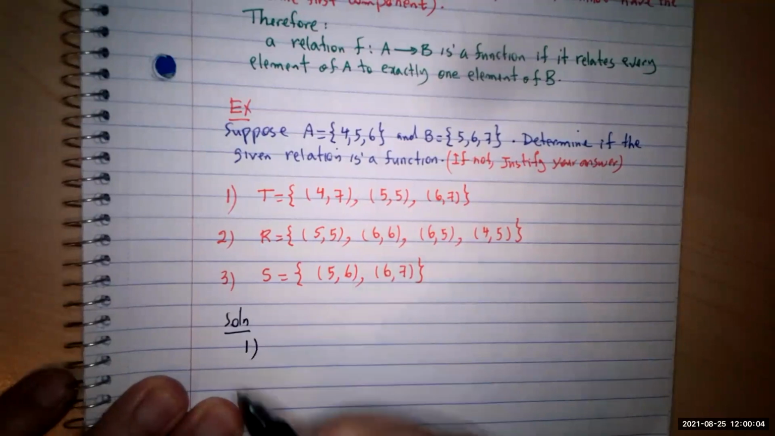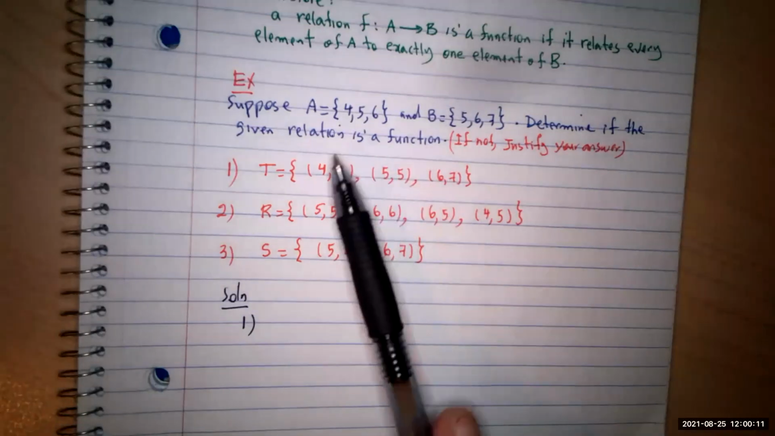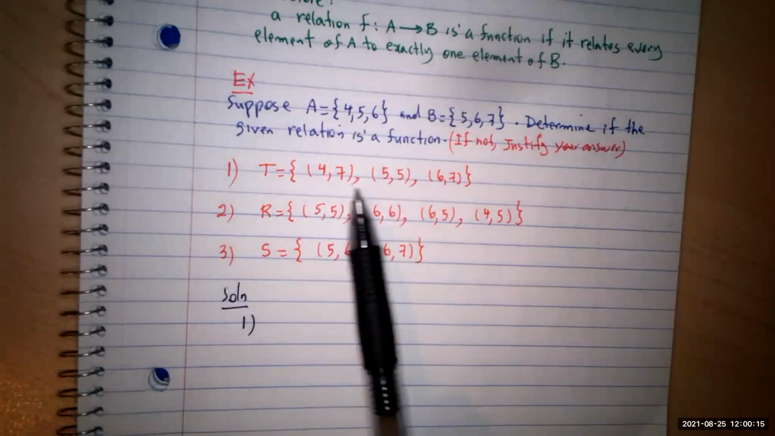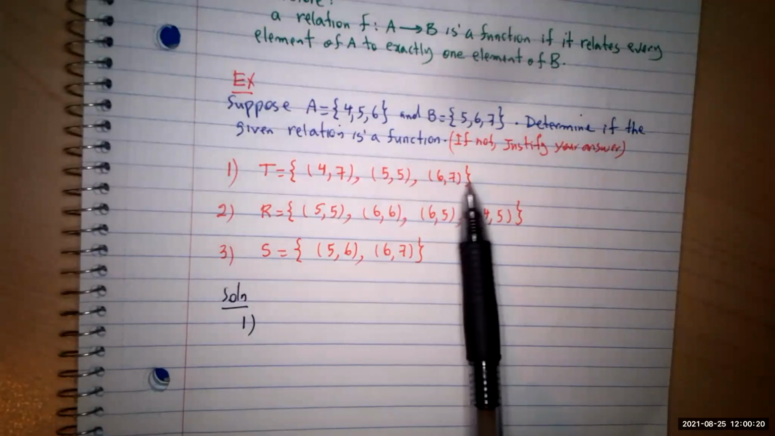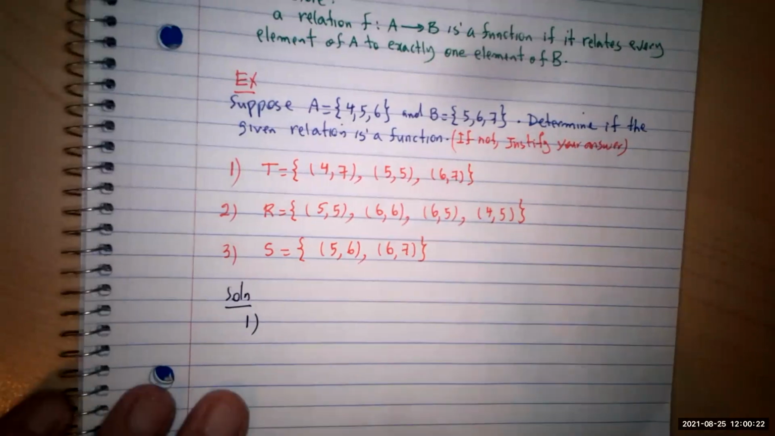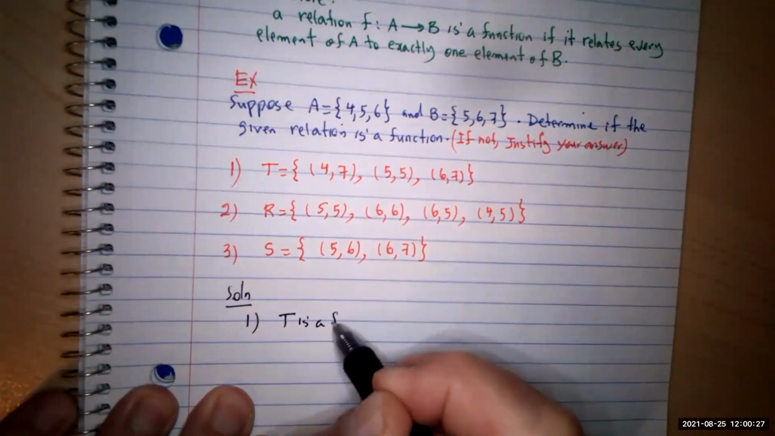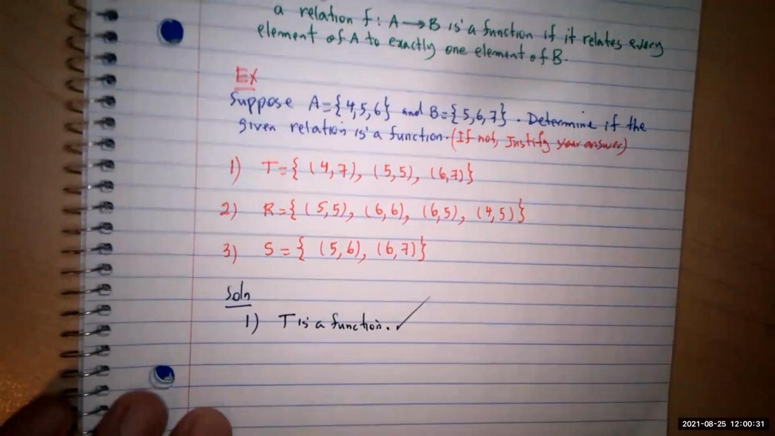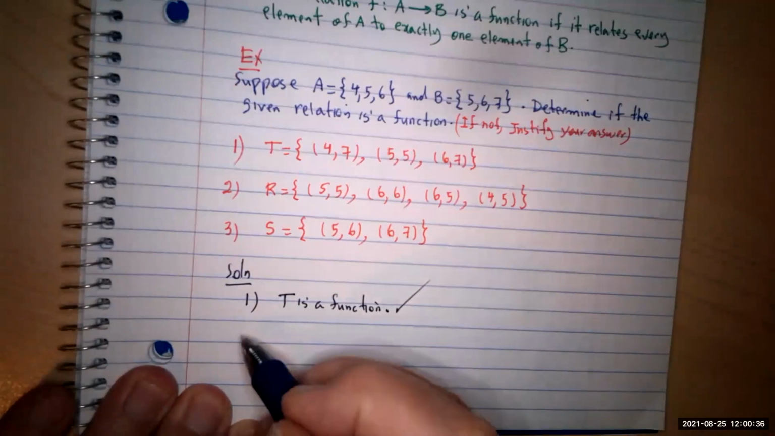How about the first one? Yes or no? Yes, very good. We check the first condition. You see, we have 4, 5, and 6 covered. And there is no sharing of the first component. So those conditions are satisfied, so T is a function. Okay, that's the first one. Any question? How about the second one?